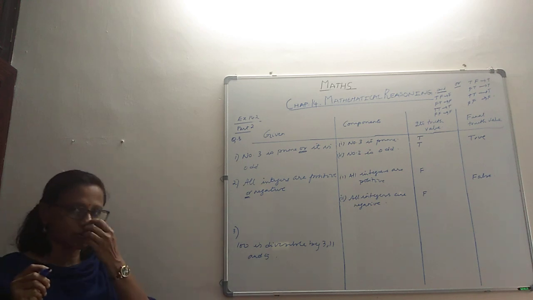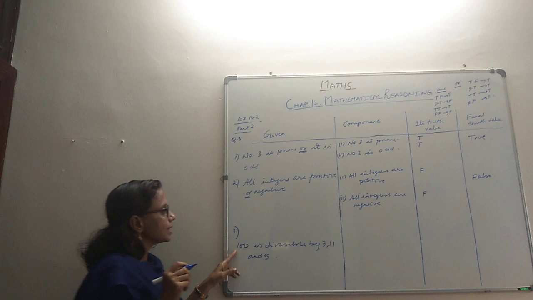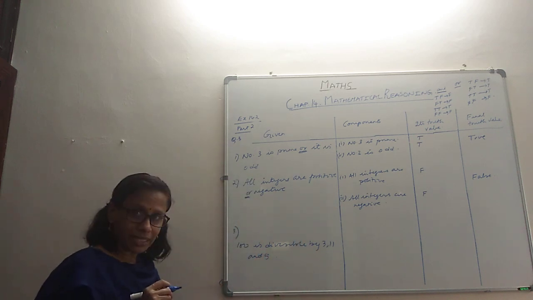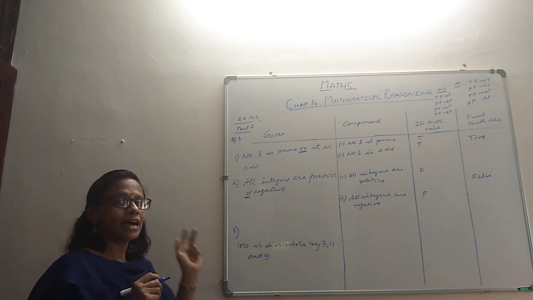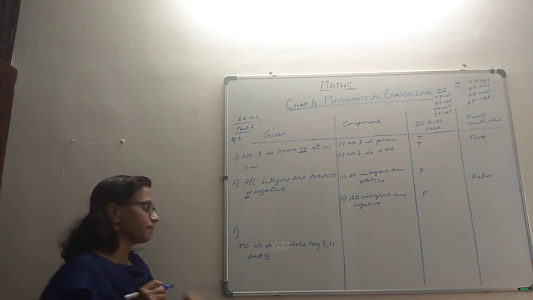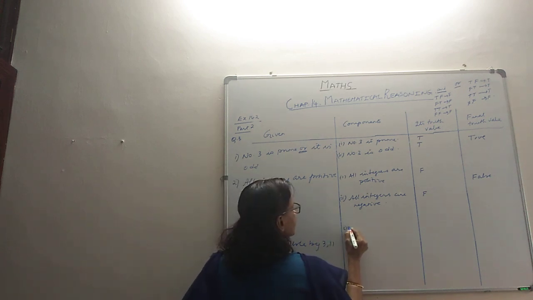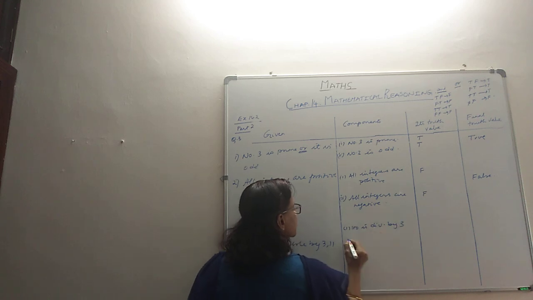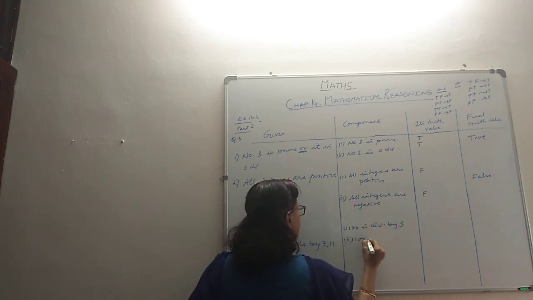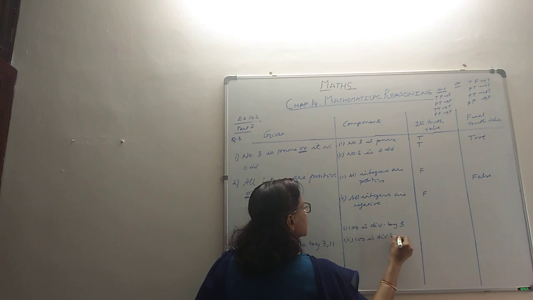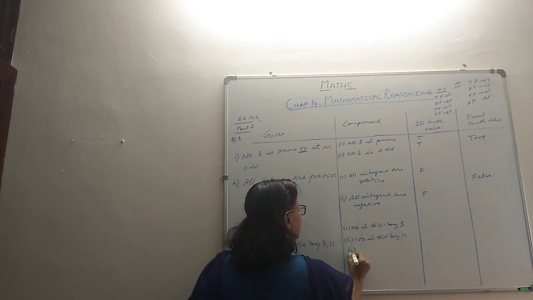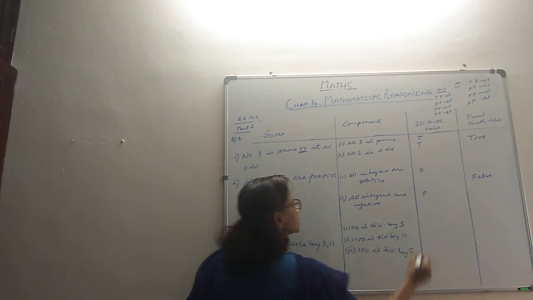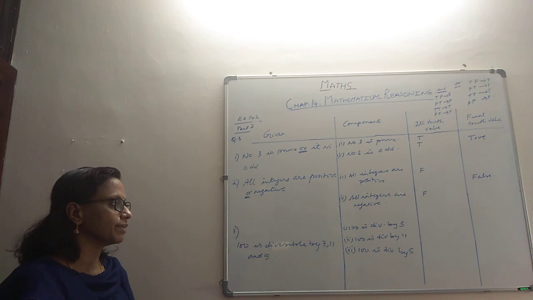And of course, it depends on the number of components also. 100 is divisible by 3, 11 and 5. So 100 is divisible by 3, 100 is divisible by 11, 100 is divisible by 5. There are 3 components. So let's write. First component: 100 is divisible by 3. Second component: 100 is divisible by 11. Third component: 100 is divisible by 5. These are the 3 components.